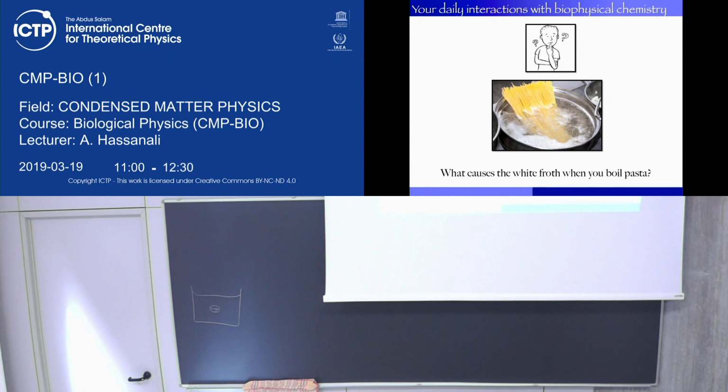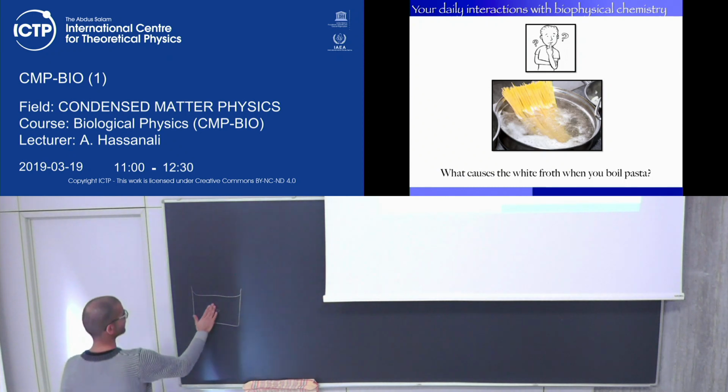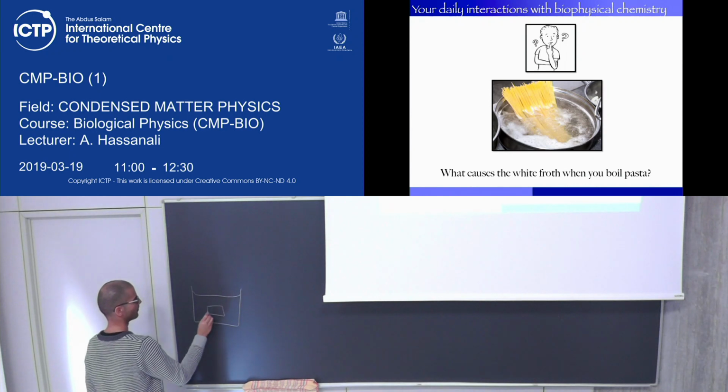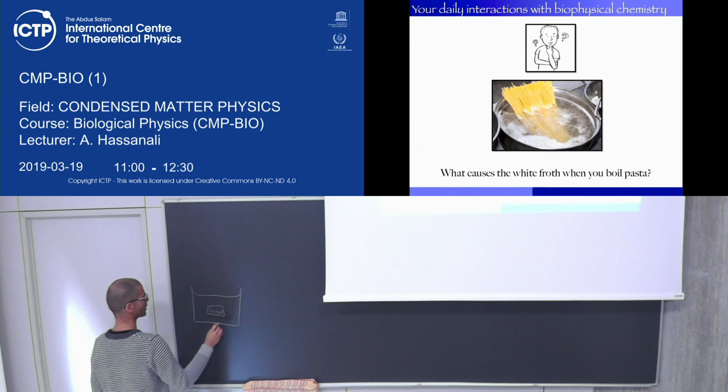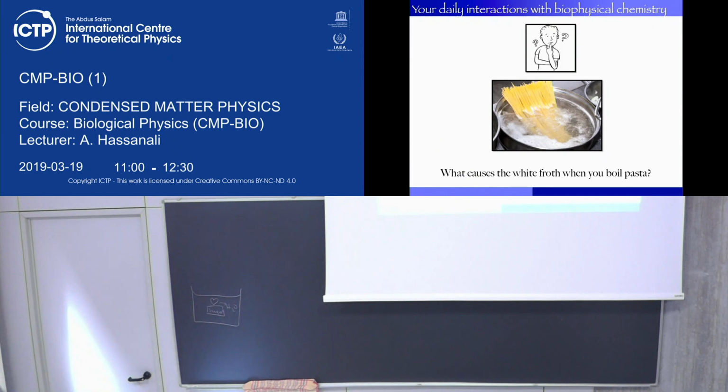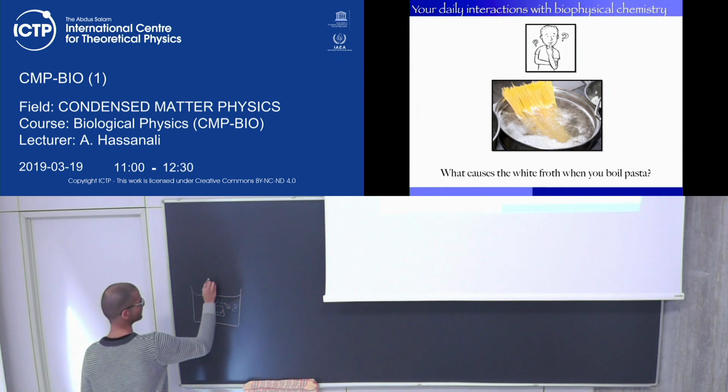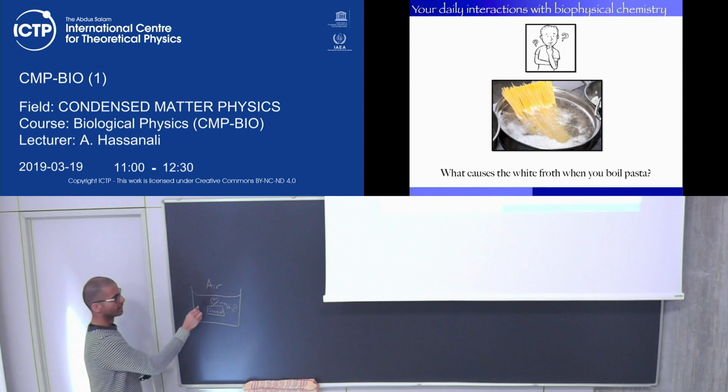So let me. I have sugar. You all agree that it loves water, right? It loves water. Take whatever sugar you want. Take glucose, fructose, whatever you want. For our purposes, they all love water. And so this is air. And so my pasta here breaks up, and then I have the sugar molecules swimming in solution.